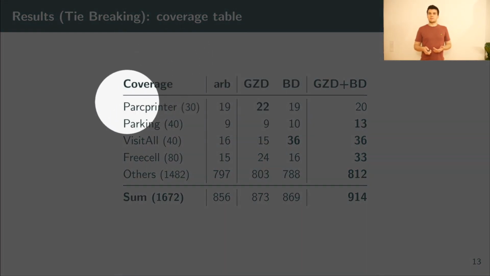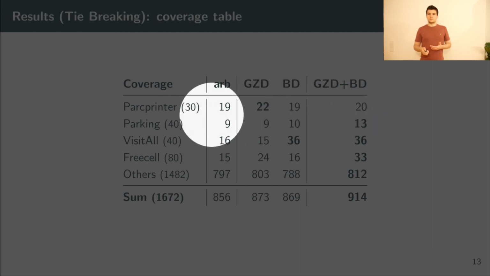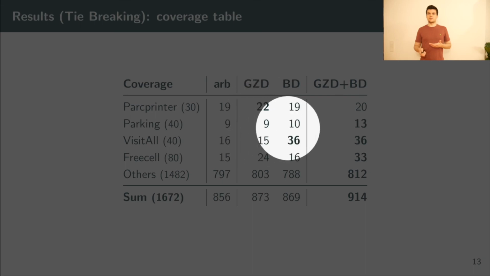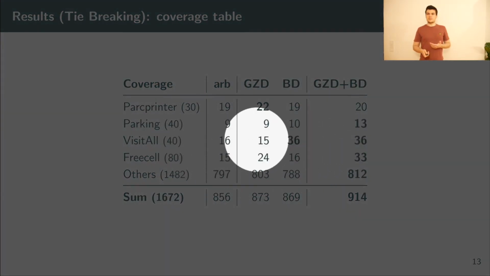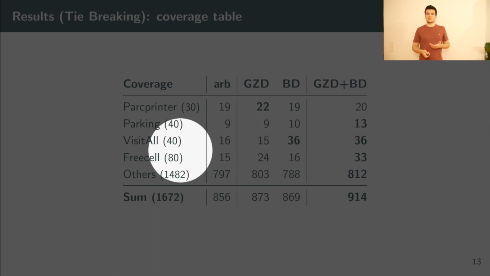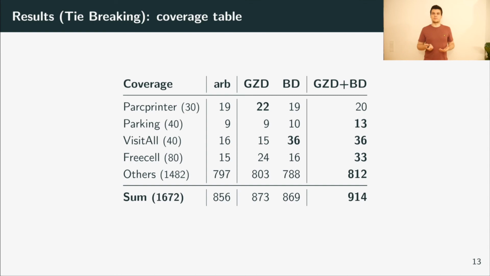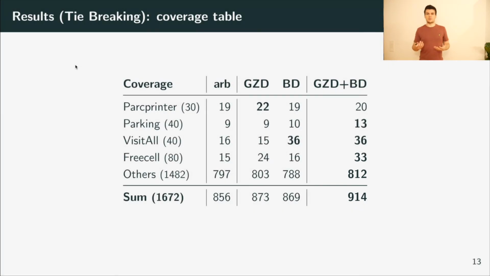So in parc printer and parking, we can see that there's a smaller coverage increase. With respect to our best configurations, we gain 3 and 4 coverage respectively, but visit all and freecell are really our prime examples. In visit all we increase coverage by 20, and in freecell by 18, which is quite a lot. And also overall you can see that the coverage just increases by a high margin.